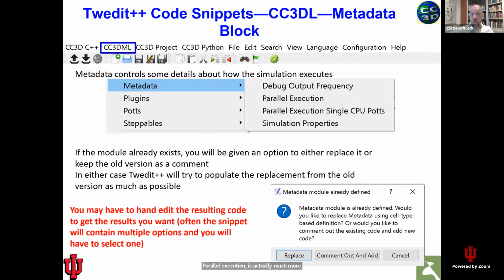CompuCell is intrinsically multi-threaded. My current laptop computer is a pretty fancy one. It has 24 physical cores, and that means it has 48 logical cores. And so I can actually tell it to use all 48 logical threads. That'll speed up the simulation by about a factor of 40 when it runs.